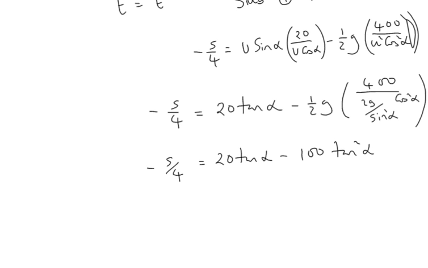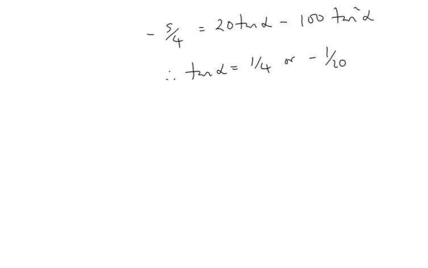And if we then, this is a quadratic equation, of course, which we can put into the calculator, and we get that tan alpha is equal to 1/4 or minus 1/20. Well, we know alpha has to lie between 0 and 90 degrees, so tan alpha can't be negative, so therefore alpha is equal to the inverse tangent of 1/4, which is 14.0 degrees to 1 decimal place.